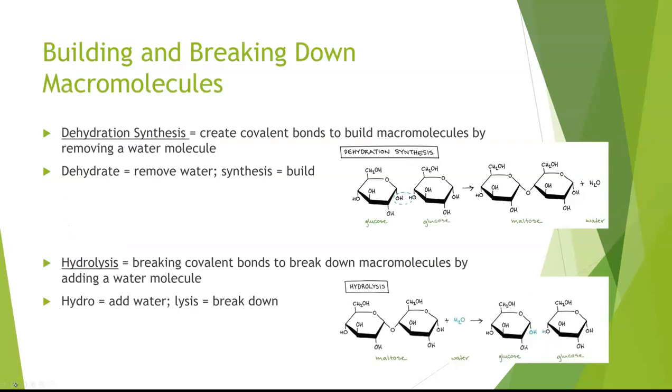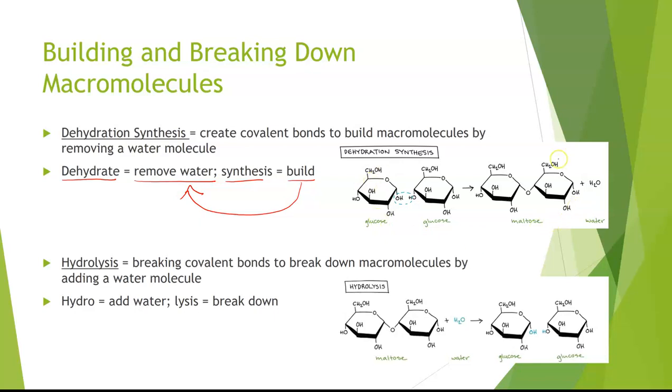But first, we need to talk about how we build and break down macromolecules. Dehydration synthesis is the name of the process in which covalent bonds are created to build macromolecules by removing a water molecule. So dehydrate means to remove water, and synthesize means to build. So in order to build a macromolecule, we must remove water.